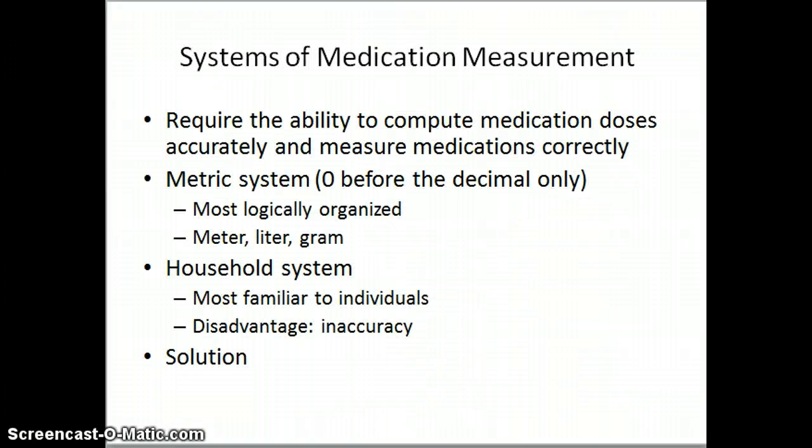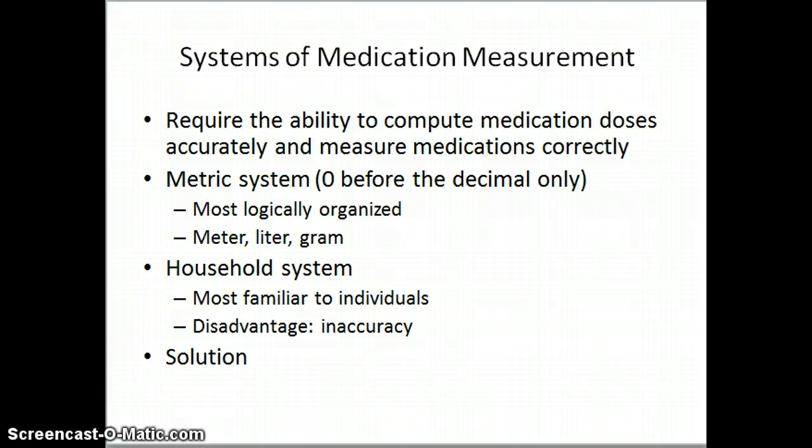In looking at systems of medication measurement, you're going to have to refer back to your dosage calc class and be able to correctly administer medication dosages. You have to be able to compute them depending on, is it milligrams or milliliters. We use the metric system because it's the most logical.